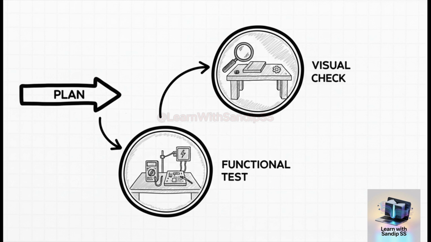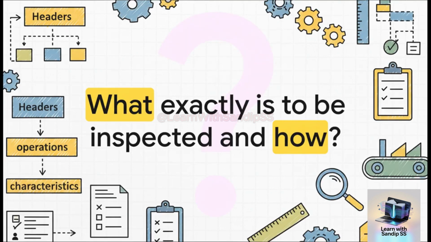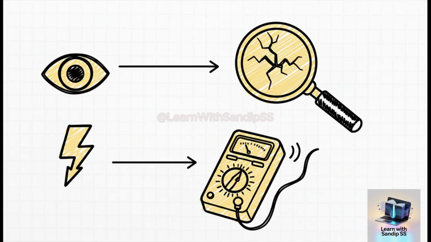You can see how the plan starts to organize the entire workflow. All right, now we're getting down to the nitty-gritty. Within each of those steps, what are the specific, granular details we need to check? What tools or methods are we supposed to use? And these, my friends, are the inspection characteristics. This is the most detailed level of all.